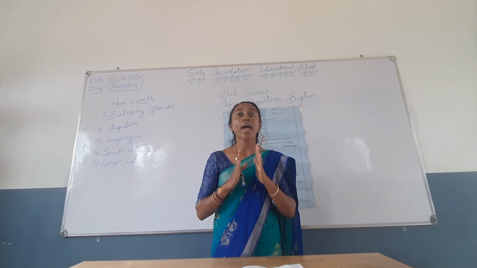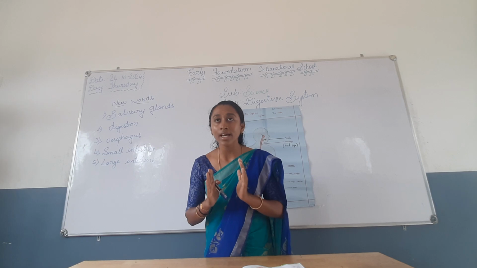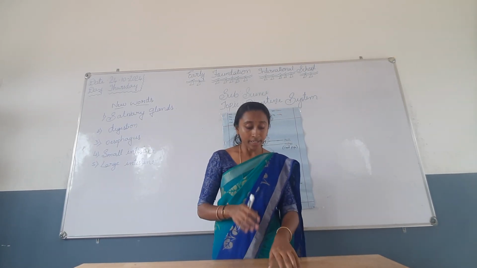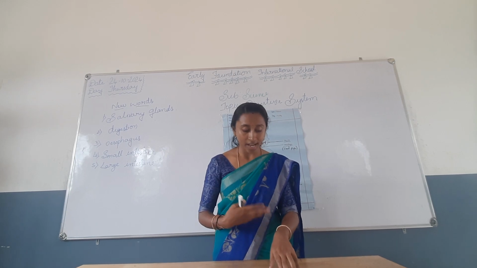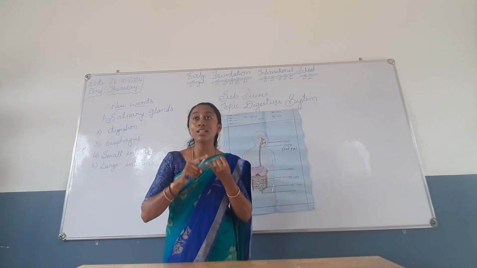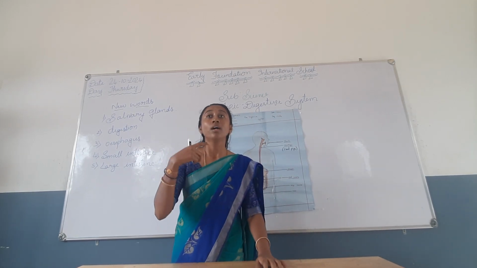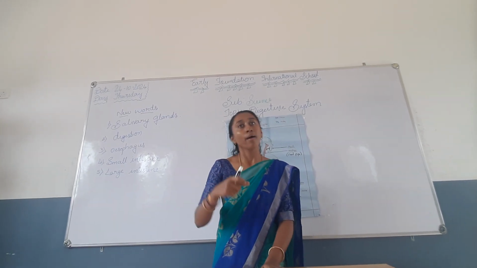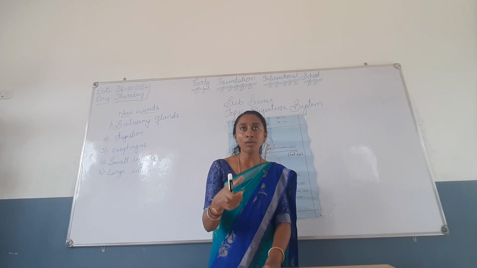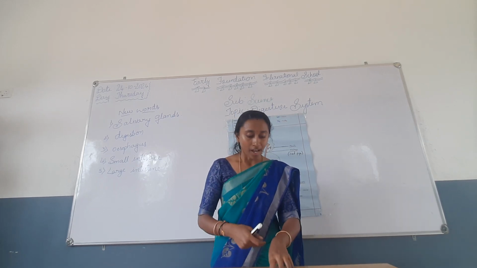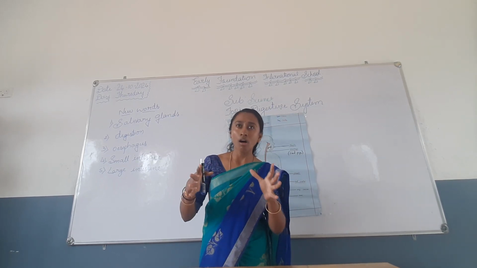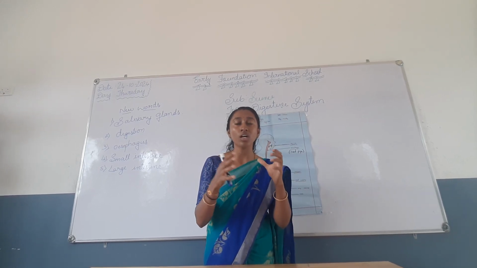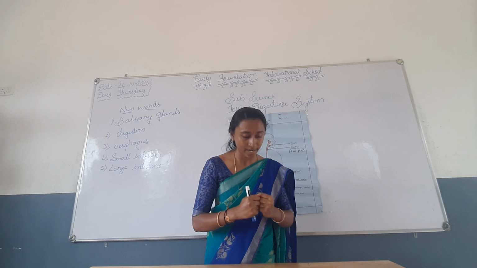It is a narrow coiled tube. Okay, and in the process of digestion in the small intestine, the liver is there. The liver will produce the bile juice, and the pancreas will produce the pancreatic juice. This will help with the digestion. And in the small intestine, all the good nutrients will be absorbed.